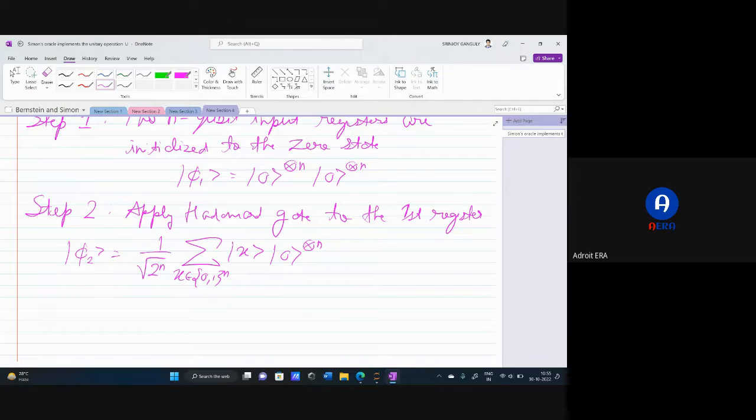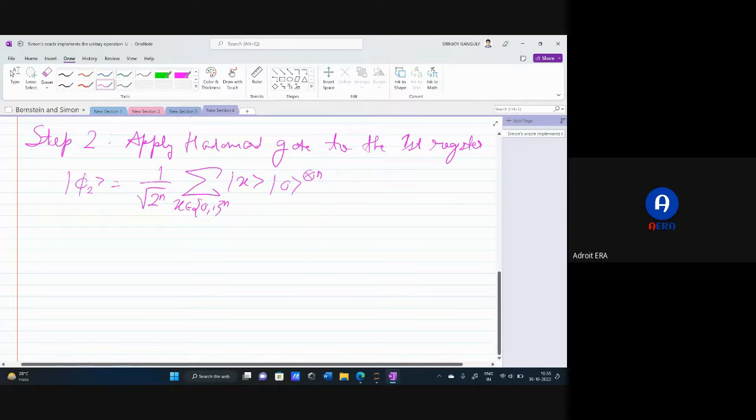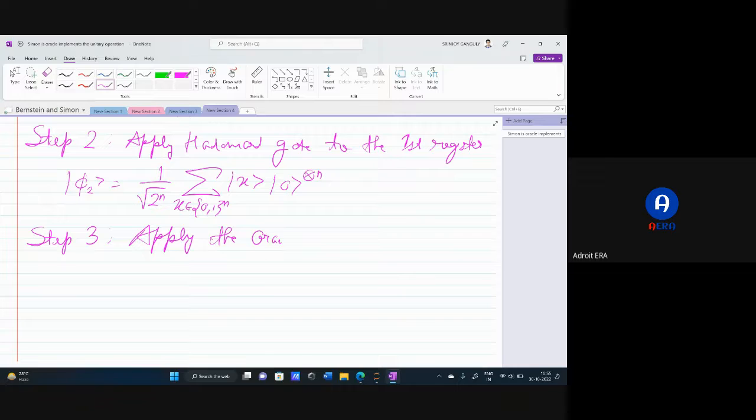And now what will happen? Step three is that we will apply the oracle. So let us apply the oracle function Uf. Okay, we get phi 3, right? We get phi 3.